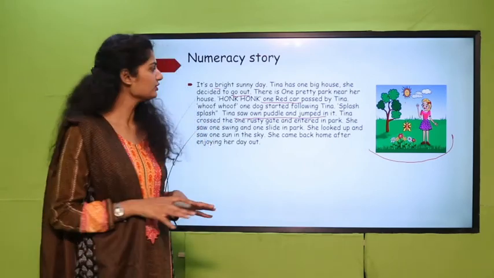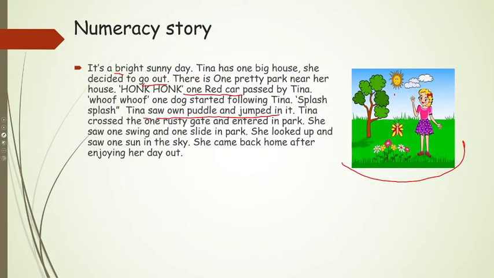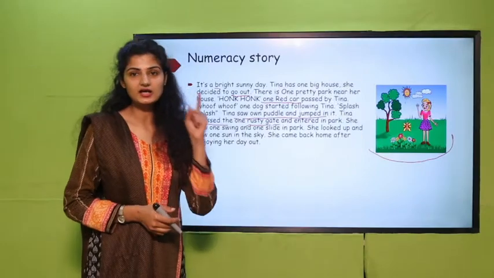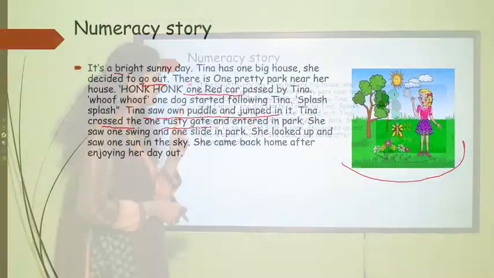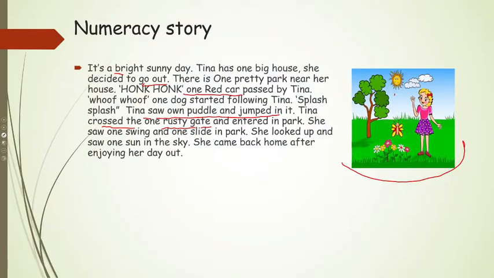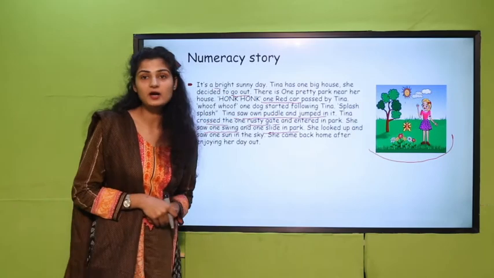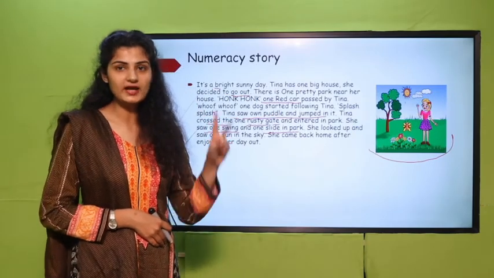She jumped into it. Tina crossed one rusty gate. And what did Tina cross? One gate. One rusty gate. And then what did she do? She saw one swing and one slide in the park. What did she see in the park? She saw one swing and one slide.